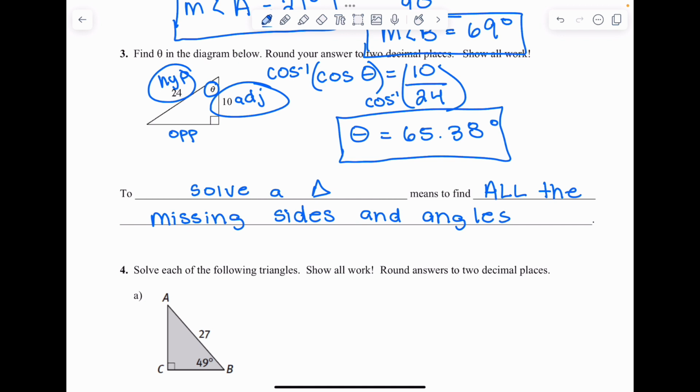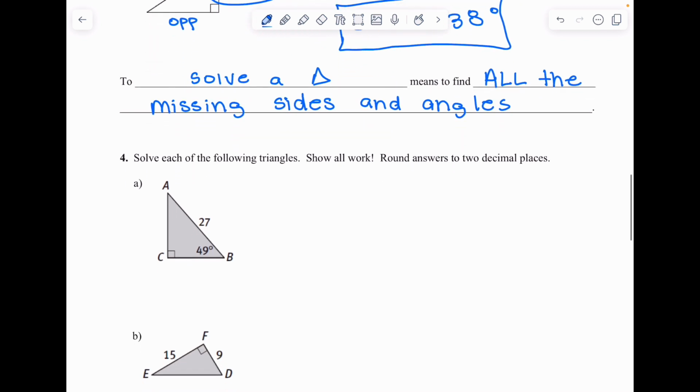To solve a triangle means to find all the missing sides and angles. So looking at question A, I am missing angle A, I am missing side AC, and I am missing side BC. So I have to think about all the tools that I have at my disposal. That includes the Pythagorean theorem, special right triangles, SOHCAHTOA, and inverse SOHCAHTOA to find that missing angle and those missing sides. Something I also know is that all the angles in a triangle add up to 180.